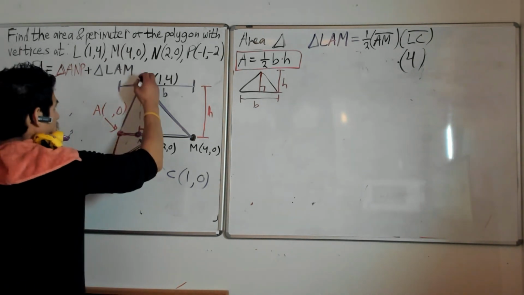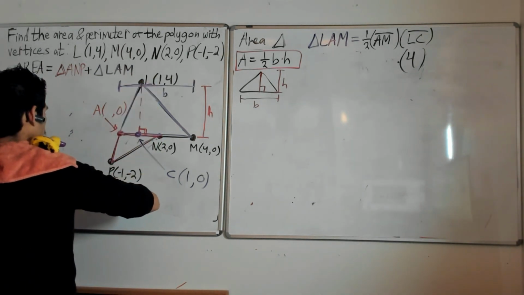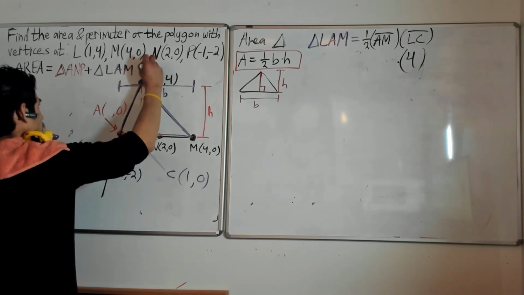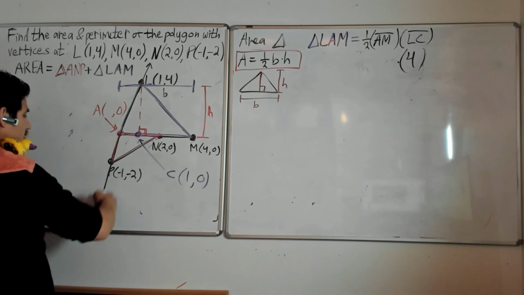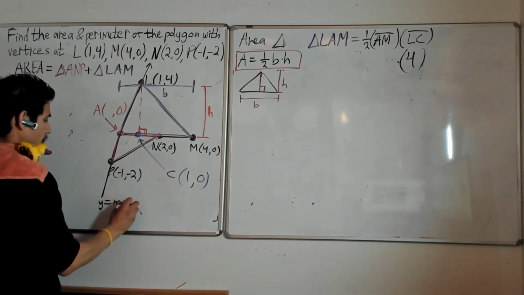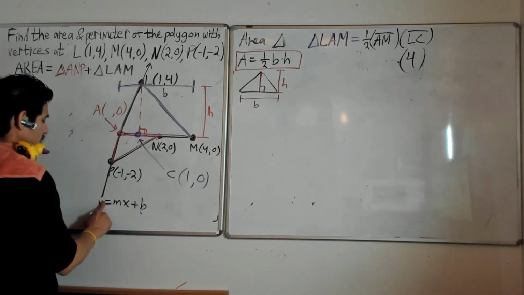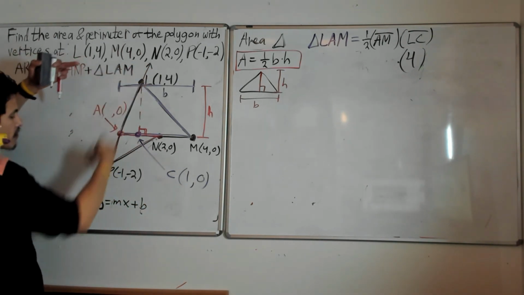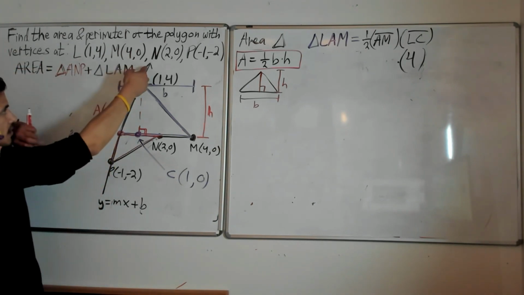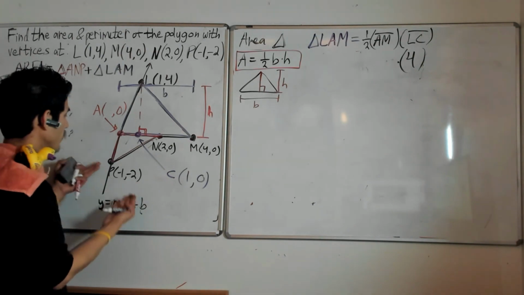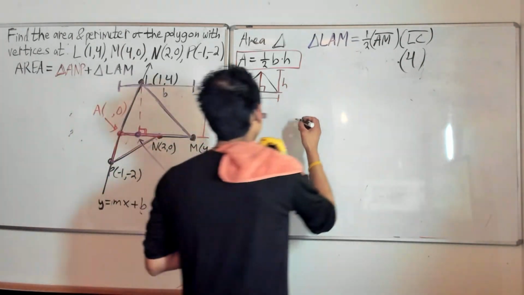Think of LP as the line with a linear equation going through it. Let's pretend this is an equation going through it, y equals mx plus b. It coincides with this line because a straight line is a linear equation. So we want to find the equation of the line that goes through the points L and P. That's the key. Find the equation of the line that goes through L and P.